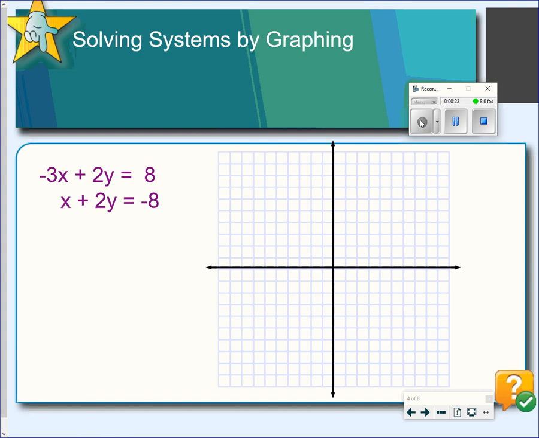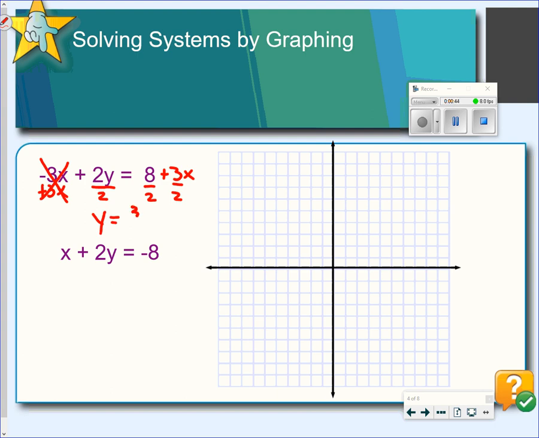lines intersect. So the first thing we'll do is solve each equation for y so that it's in slope-intercept form. So first I'll add 3x to each side. Then I'm going to divide by 2 on each side. So I get y equals 3 halves x plus 4, putting it in slope-intercept form. So that equation will be graphed.